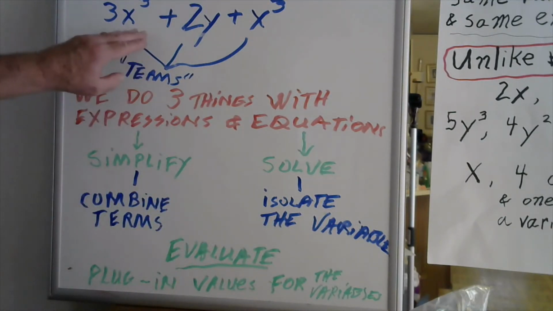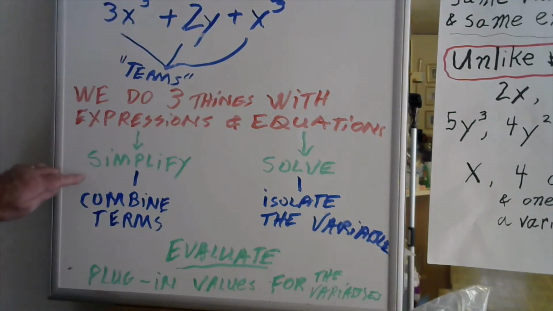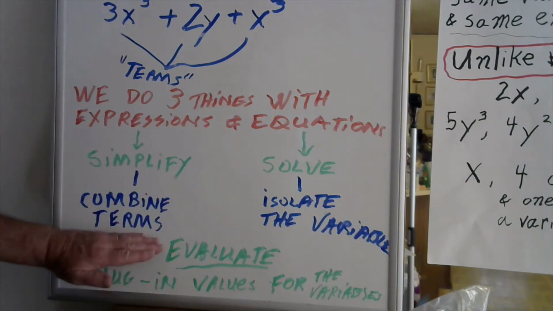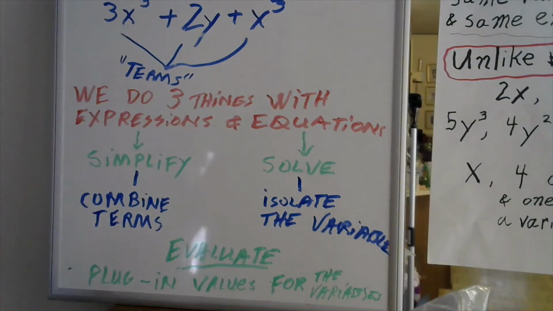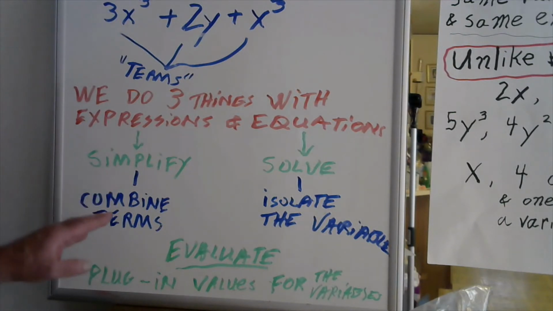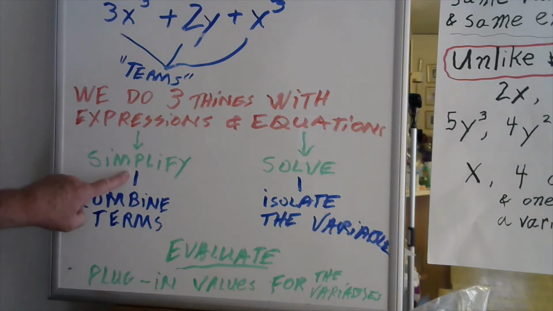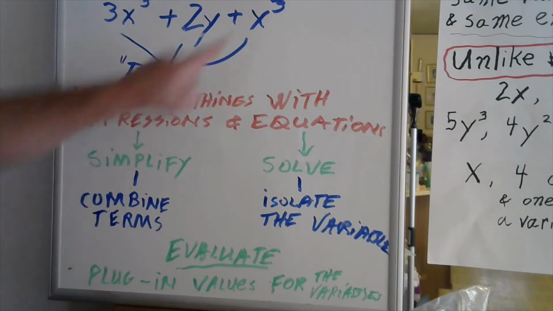But sometimes we might have just an algebraic expression with terms, and our goal with an expression might simply be to simplify it. We simplify the expression by combining the terms. We can add the terms together, and we're going to do some of that in the rest of the lesson. So there are three things you might do with algebraic expressions or equations. You might be asked to solve the equation or simplify the expression.